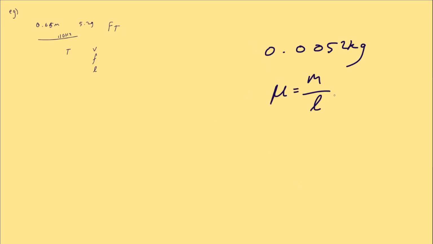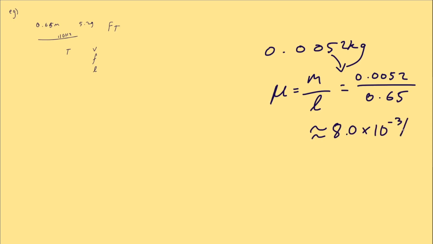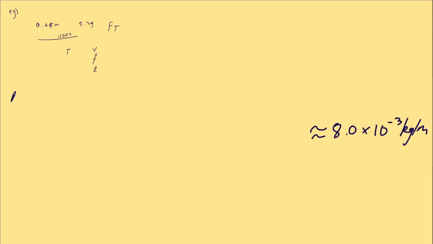So it's mass over length, which is 0.0052 over the length, 0.65. This is roughly 8 times 10 to the power of negative 3 kilograms per meter of length. So I'll quickly set that aside because that's a useful value.